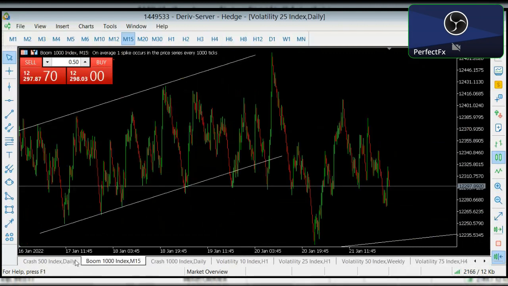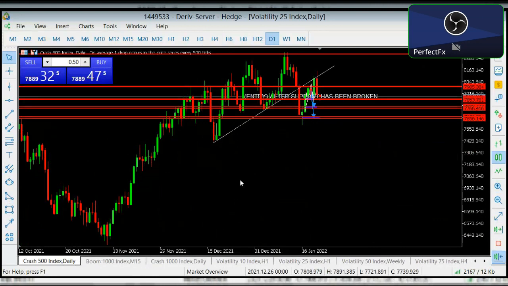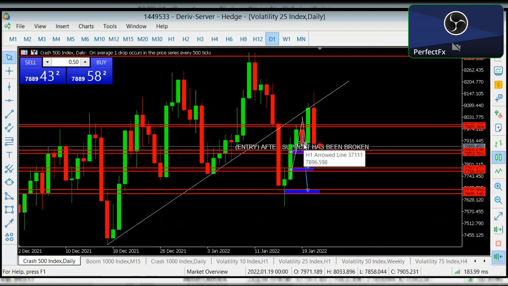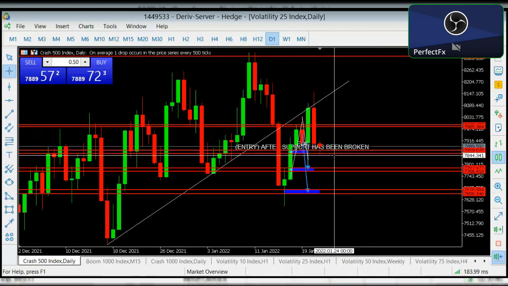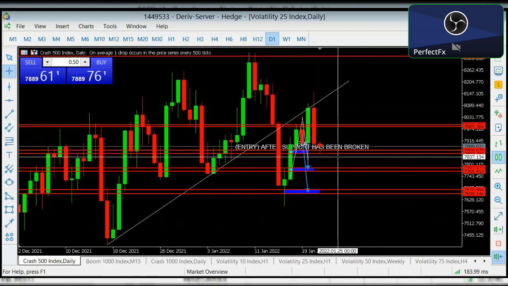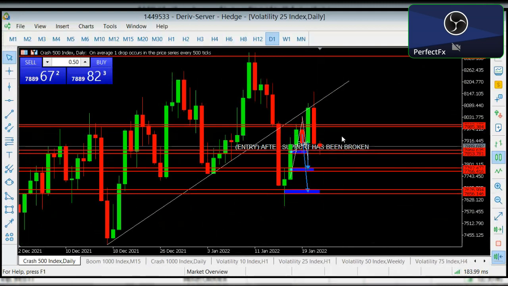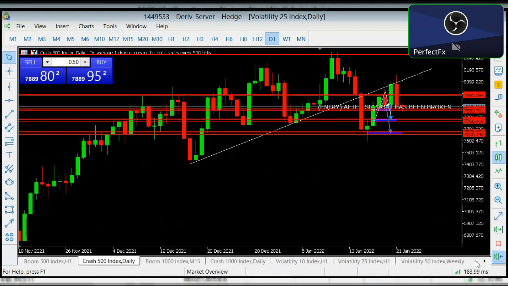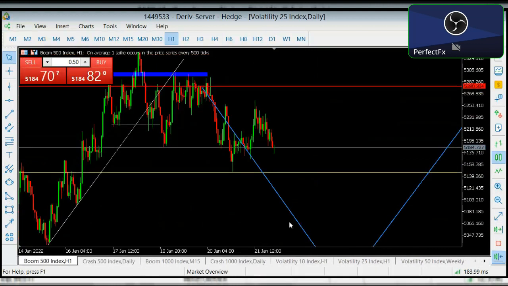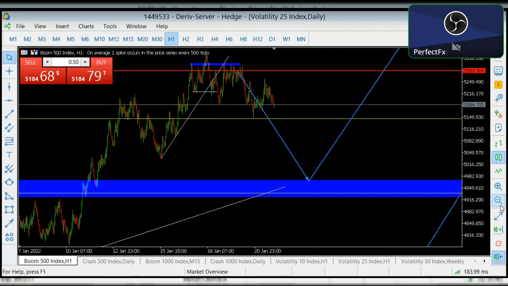Let me just see. I think this analysis was given on the VIP group that price was going to sell to the downside. Price moved. The criteria for entry was once price breaks through this marked out zone, then it is a clear point to enter for a sell. But you can see, price didn't break the zone, so our condition was not met. But on the Boom 500 Index, as you can see, the market is playing out perfectly well.